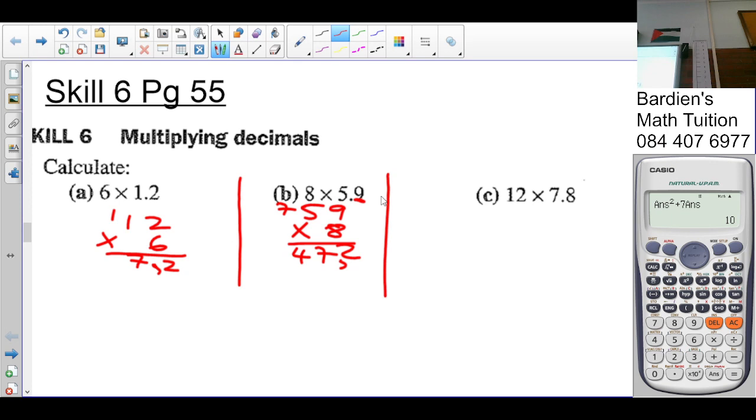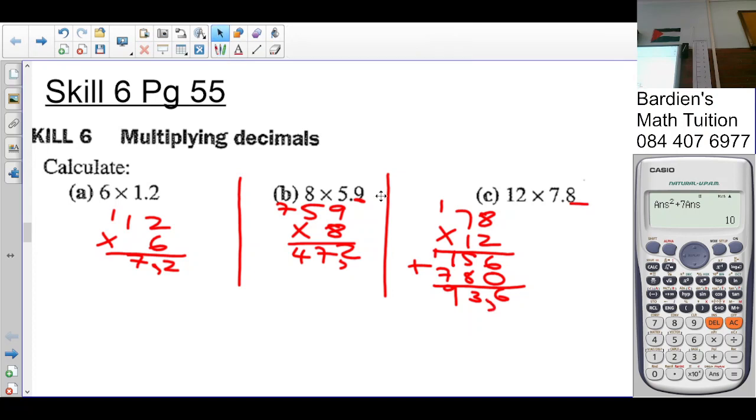Alright, here we go, next one. 78 times 12. So 2 times 8 is 16, carry 1, 14, 15. Then 1 times 8 is 8, 1 times 7 is 7. You add, you get 6, 13, 7, 8, 9. So how many digits after the comma? 1. You guys understand? Right.